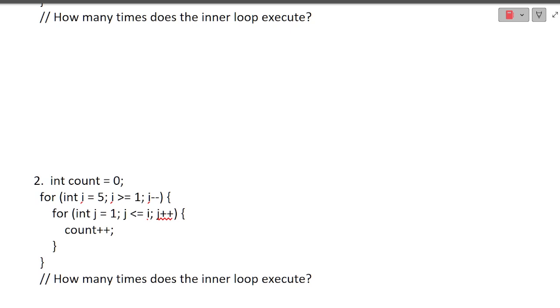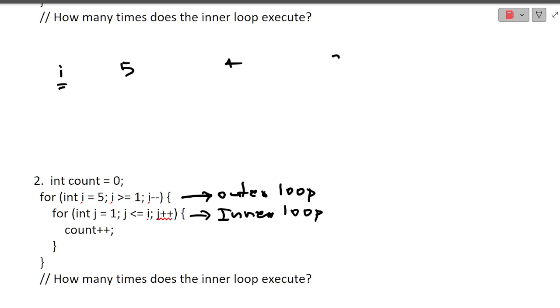See, same thing. We will be following the same approach here. This is my outer loop, and this is my inner loop, as I can see so far. Then what we need to do is write down i, which is my outer loop here. Just see, i starts from 5 and it will reach till 1, and every time it will be decremented by 1. So it will start from 5, then 4, then 3, then 2, then 1. Very easy.